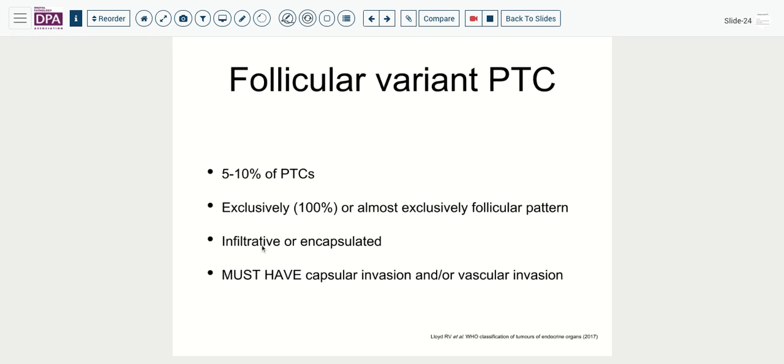And these can be either infiltrative or encapsulated. But if it's encapsulated, then you must see capsular invasion or vascular invasion to define it as a follicular variant of papillary carcinoma. If it's not, then it's going to fit into that really benign category now of follicular neoplasm with papillary-like nuclei, or papillary nuclear-like features.